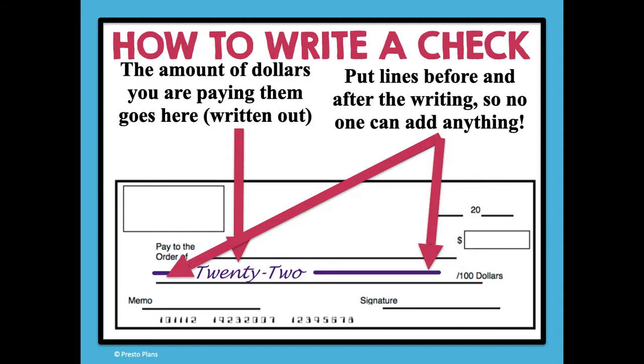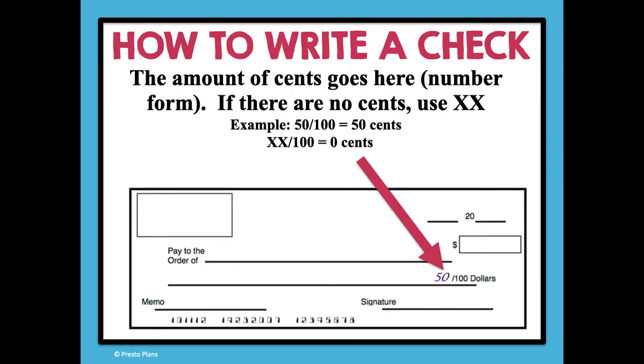Put lines before and after your writing so nothing can be added. So if you were writing for change, it would be $22, and then you can write 50 cents, 50 over the 100. That's what the 100 means right there. That is your change. For example, write exactly how it is written here. The 50 cents goes right beside the 100 cents, which equals your dollar. If there are no cents, you can just use an XX or a 0.